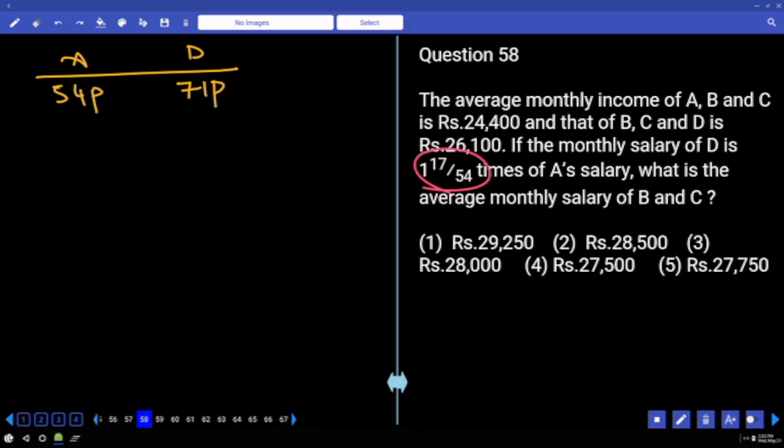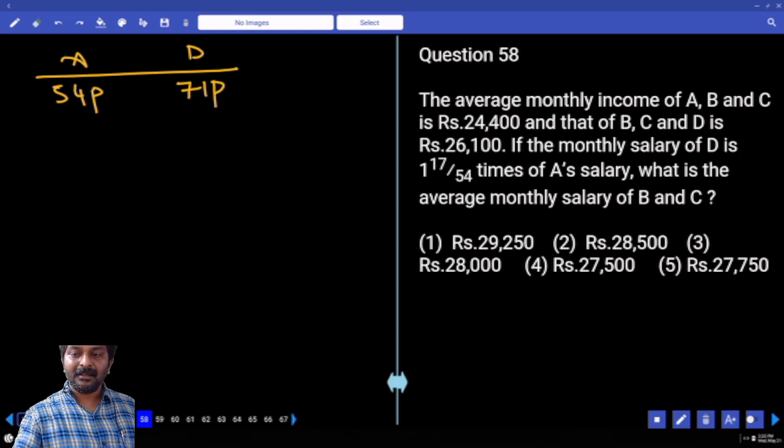Now go to the question. In data, 24,400 is average of ABC. Next, 26,100 average for BCD. Who are common? BC are common, right? So in our average, whatever difference is there, that is because of A and D only, because BC are common, right? If you take difference, they get cancelled.